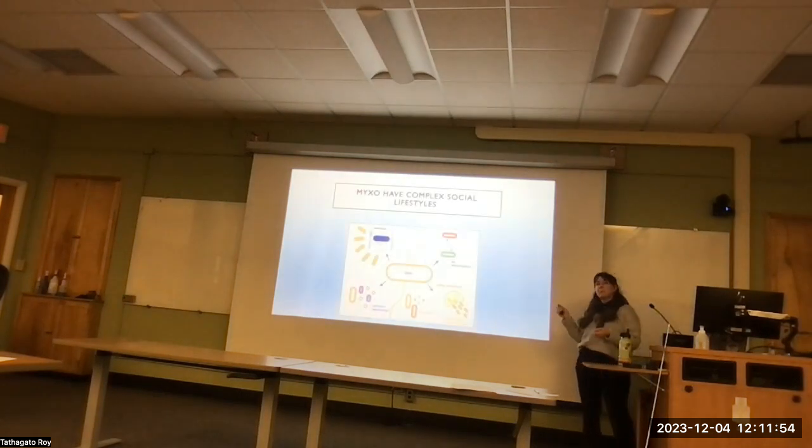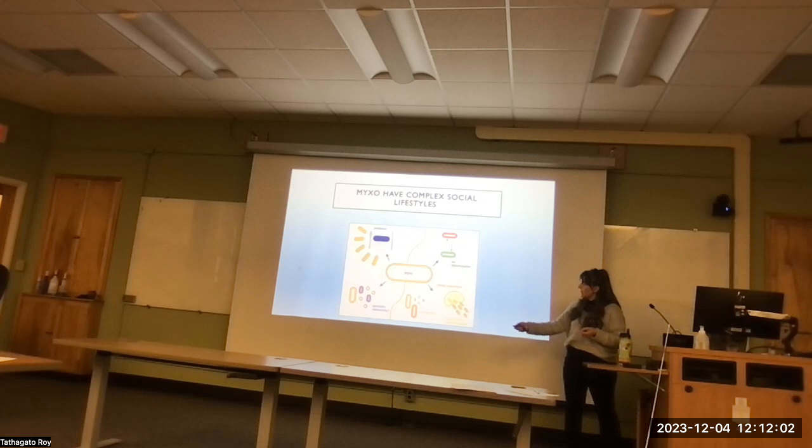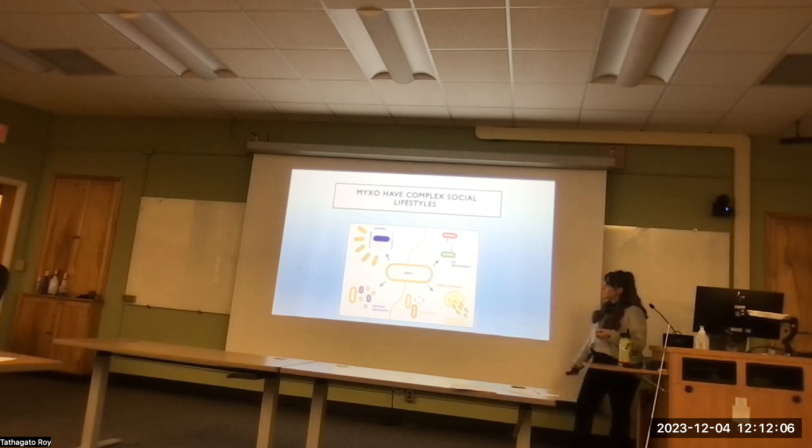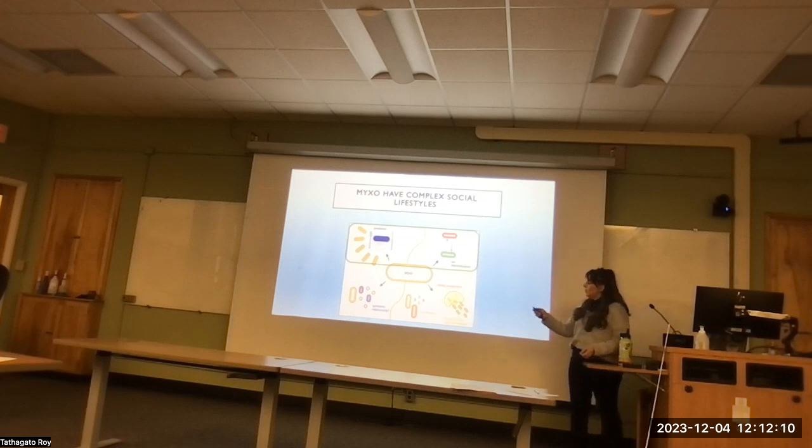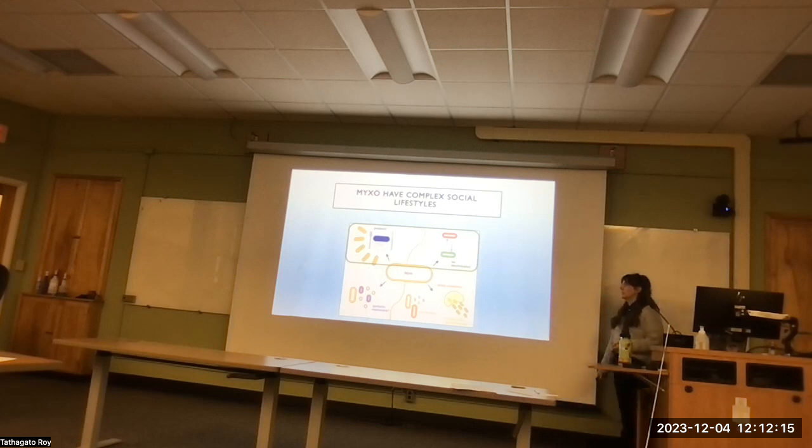So Myxo have very complex social lifestyles that can be broken down into two different parts, notated here with this yellow line: its interactions with other bacteria and its interactions with itself. Today, we'll be focusing the first part of the talk on predation and kin discrimination. So let's get started.